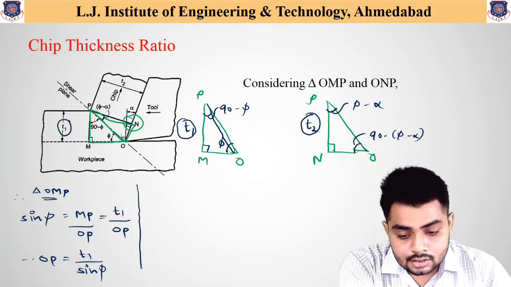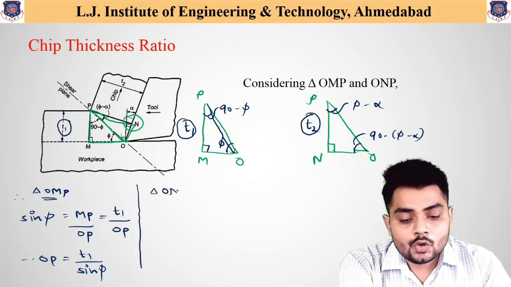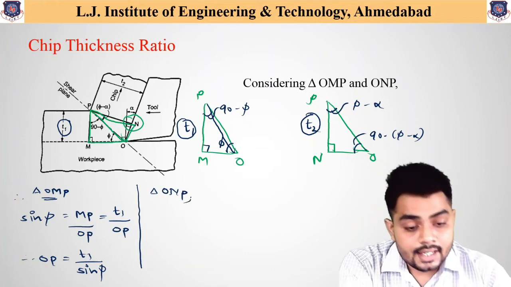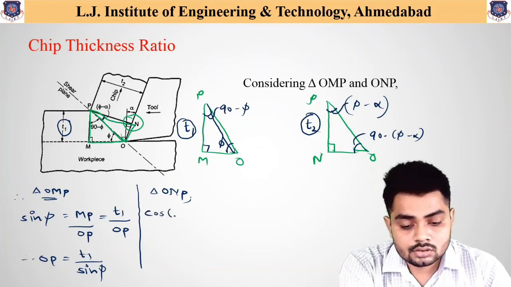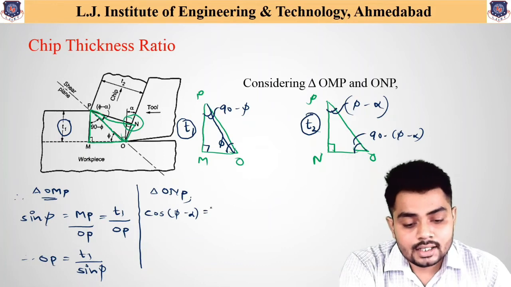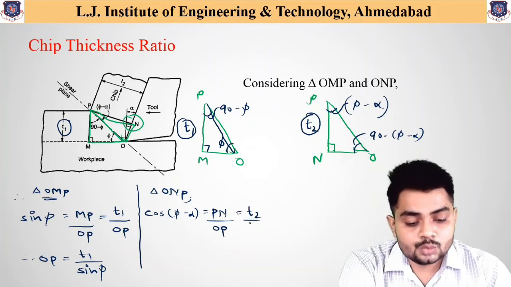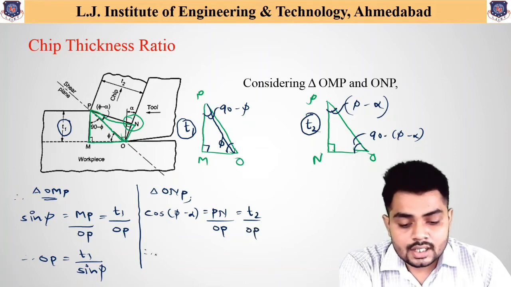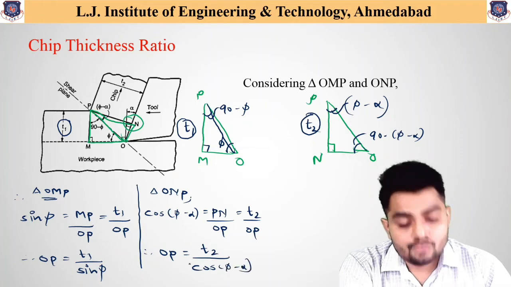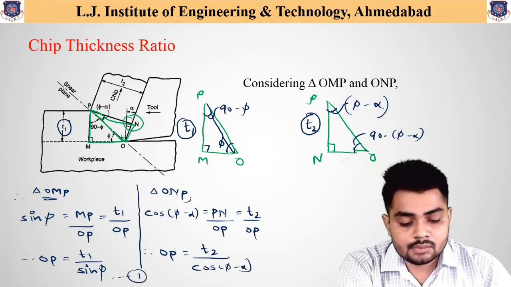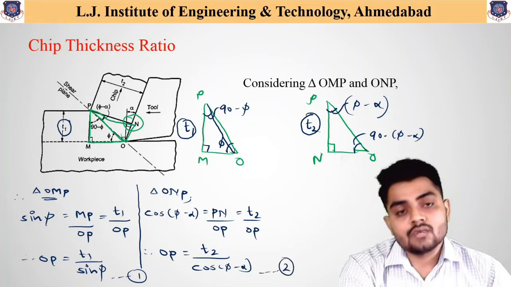Similarly, if we write for the case of triangle ONP, this is the angle which we need to consider. So we can write cos (phi minus alpha) equal to PN divided by OP. And this PN is nothing but the value T2 divided by the OP. So in the form of OP, we can write it as T2 divided by cos (phi minus alpha). So this is equation number 1 and this is equation number 2.